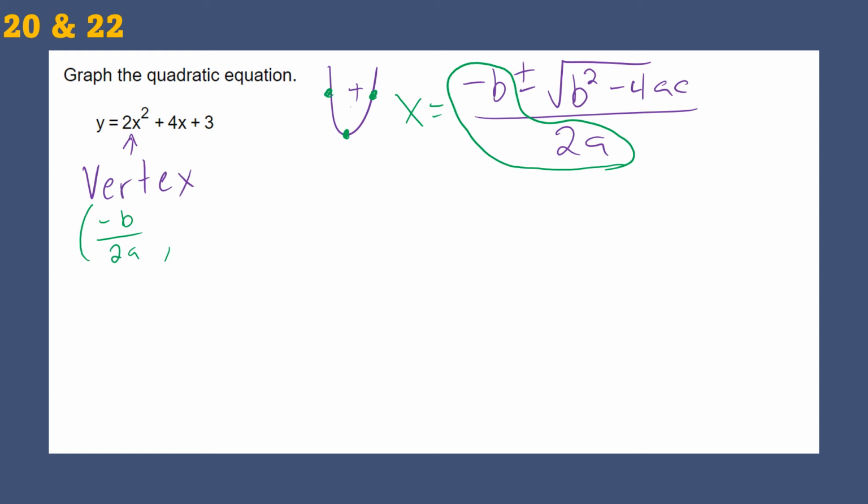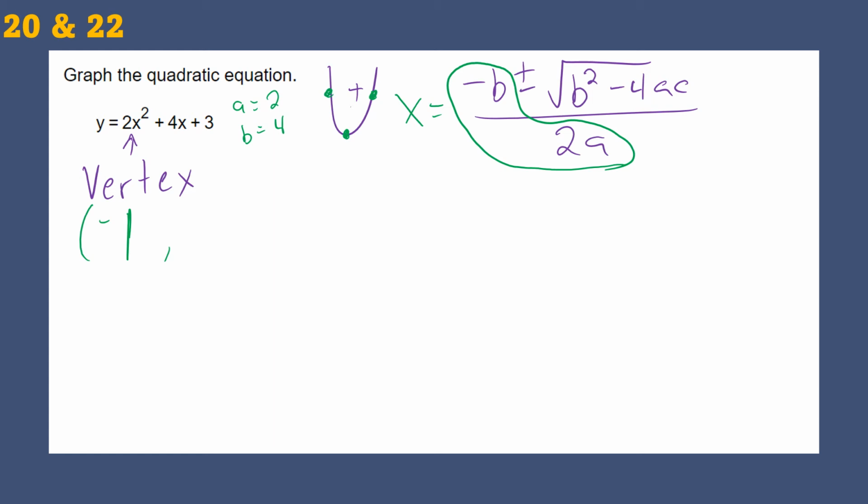So what we're going to do is look for a equals 2, b equals 4, and c, we don't need it right now, right? So if I plug in those numbers, what I would get is negative 4 over 2 times 2, which is negative 4 over 4. And so my x for the vertex is negative 1.